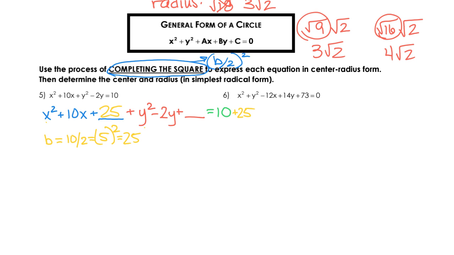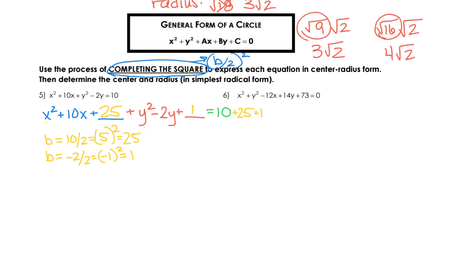Okay, and now we're going to go ahead and do the same thing with the y's. So we're going to take a look at the b value for the y's, which is -2. We're going to cut it in half to get -1, and then we're going to square it to get +1. And that's the number that goes on the line. And then remember, you have to add the same thing to the other side.